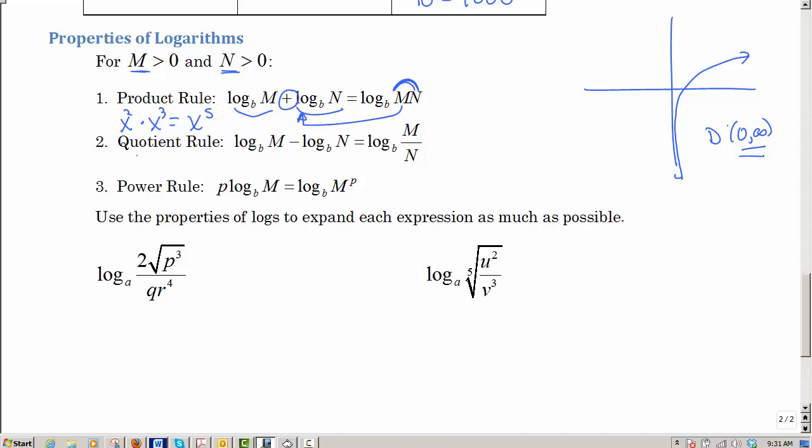We have a quotient rule for exponents. Remember, x to the fifth divided by x squared. Keep the base, subtract the exponents. So subtraction and division, that's how that goes together.